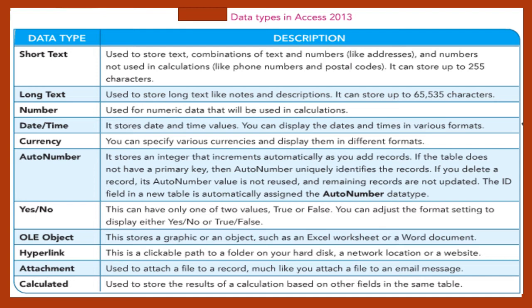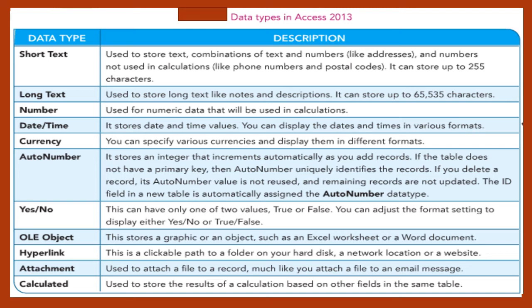The second data type is the long text data type. It is used to store long text like notes and descriptions. It can store up to 65,535 characters. The third type of data type is number. It is used for numeric data that will be used in calculations.